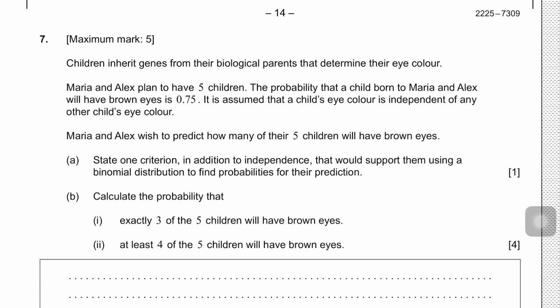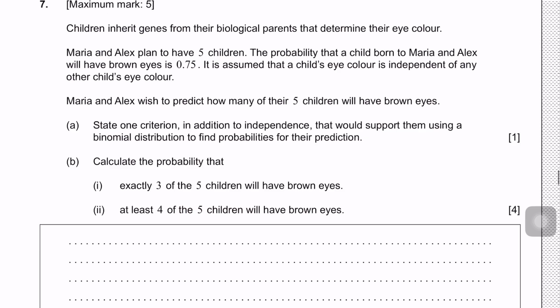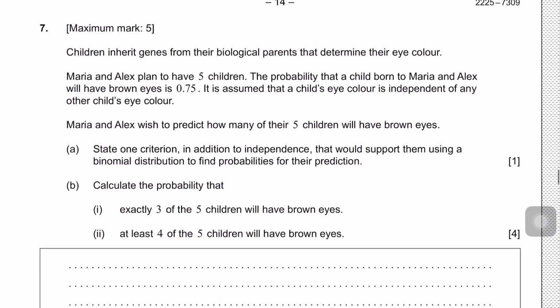Question 7. Children inherit genes from their biological parents that determine their eye color. Maria and Alex plan to have 5 children. The probability that a child born to Maria and Alex will have brown eyes is 0.75. It is assumed that a child's eye color is independent of any other child's eye color. Maria and Alex wish to predict how many of their 5 children will have brown eyes. State one criterion in addition to independence that would support them using a binomial distribution to find the probabilities for their prediction.